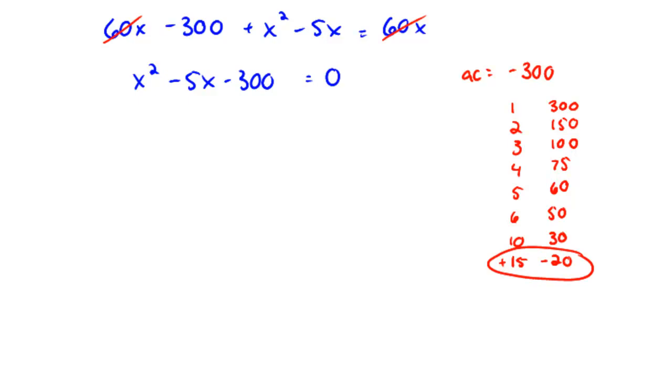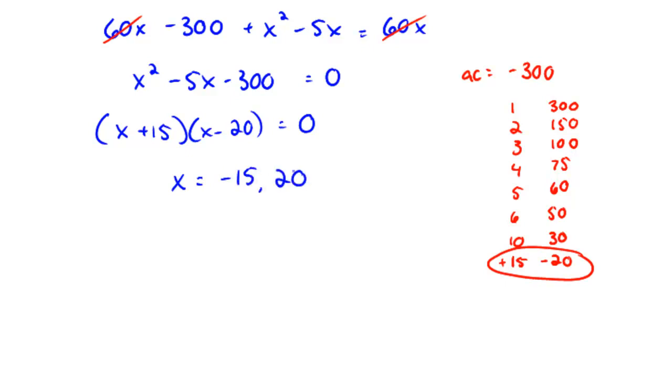And again, because the leading coefficient of this guy is equal to 1, we can just go ahead and write that this is equal to x plus 15 onto x minus 20 equals 0. And so the solution to the equation is negative 15 comma positive 20. That, of course, is not the solution to the word problem. Negative 15 people doesn't really work here, so we're simply going to stick with the 20.